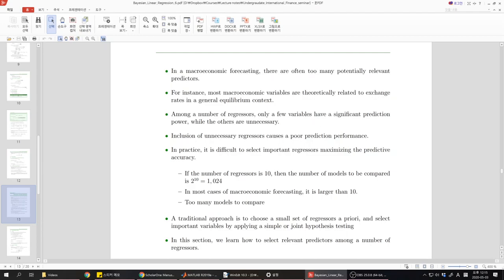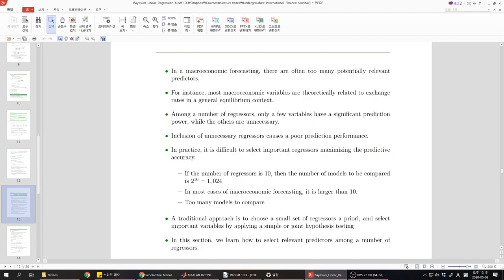So for example, let's go back to practice. Suppose we have 10 potentially important regressors. Once we have 10 variables, 10 regressors, how many models should be considered? For each variable, there are two cases: it is included or excluded. Because we have 10 variables, the cases should be 2 to the 10, which is 1024 models, right?